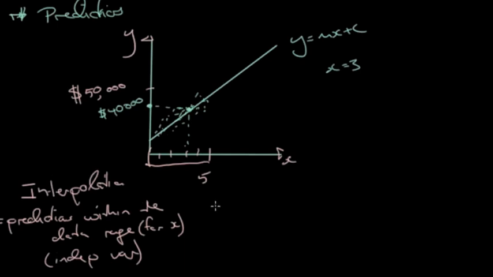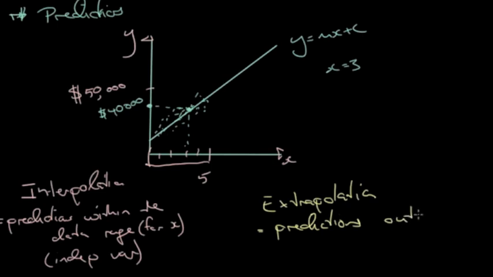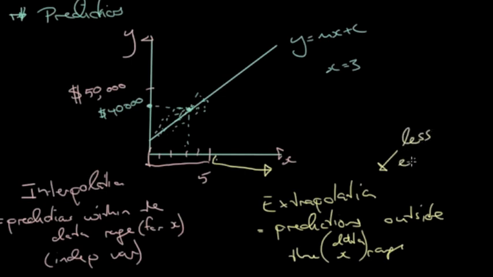The other method is extrapolation. And that's when we make predictions outside the x range, or the data range. And so that's anywhere from here onwards. And this is kind of less exact or reliable.